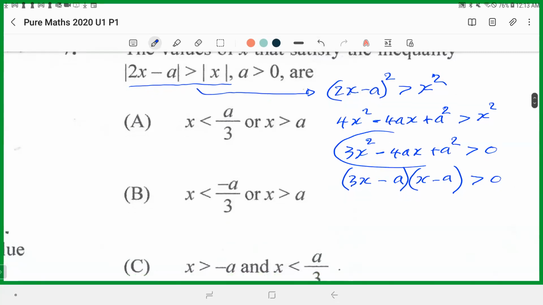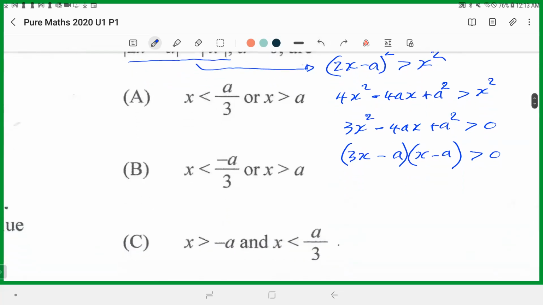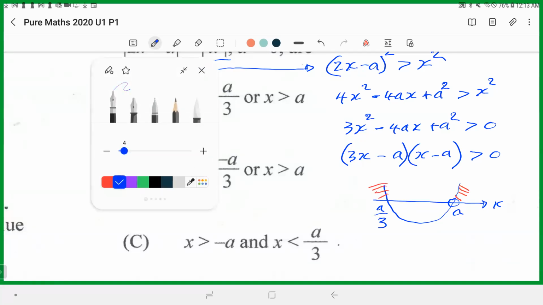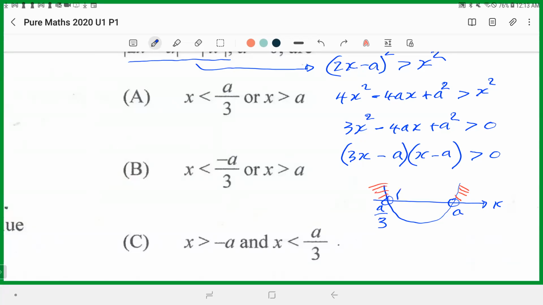Now this is related to a smile function. So if we do a sketch of that function, this is the x-axis. Based on this factor, the root would be a third of a, and from this factor, it will be a. So I'm going to put a right here and a over 3 right here. This means we want the part of the graph that goes above the axis, here and up here. We're not including the roots, that's why I'm putting the unshaded circles here.